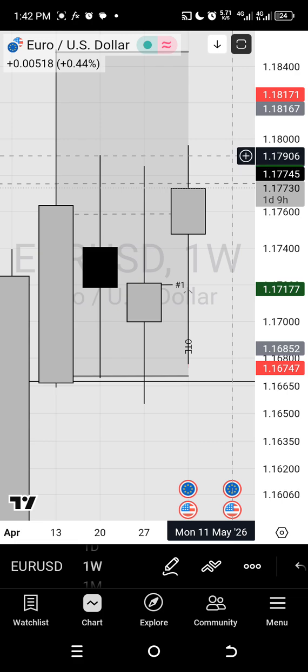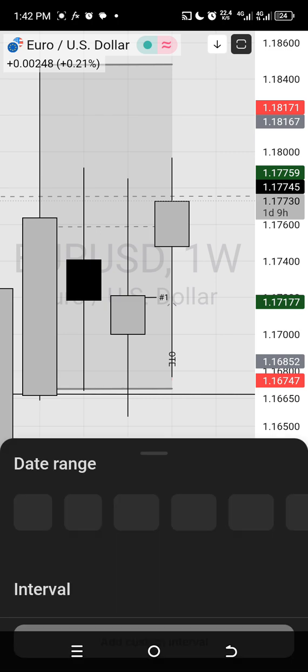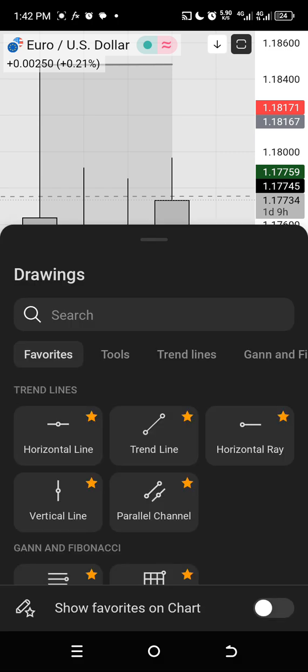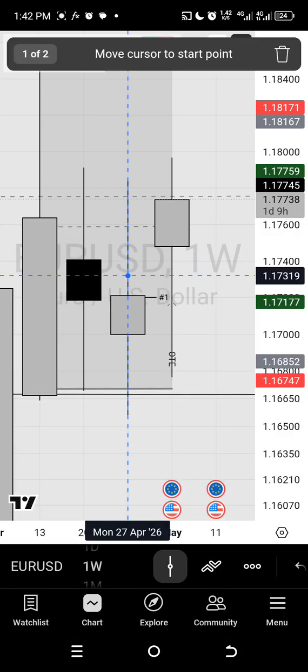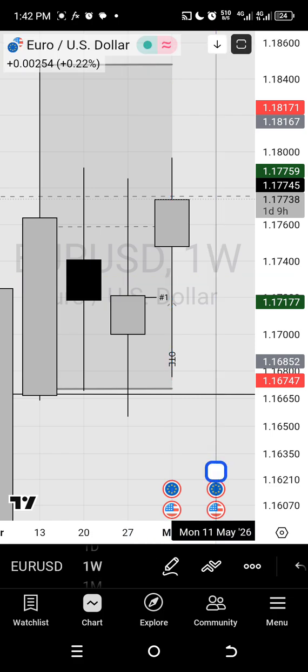Okay. Right now, I was probably focusing on this third candle here. I was focusing on this third candle here, and what was I actually thinking at?